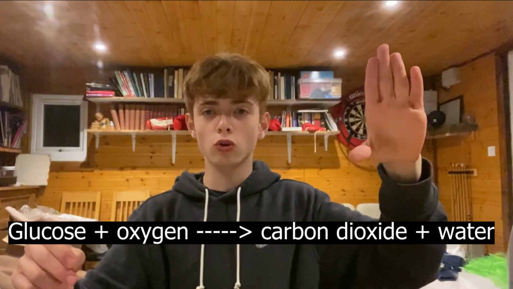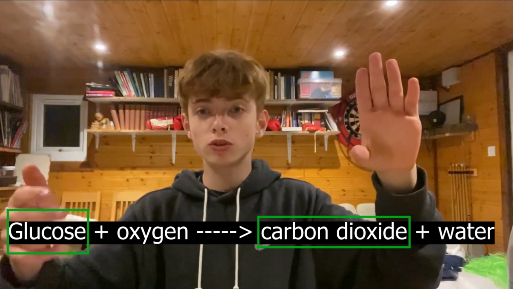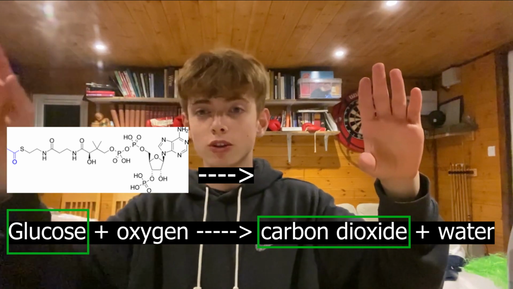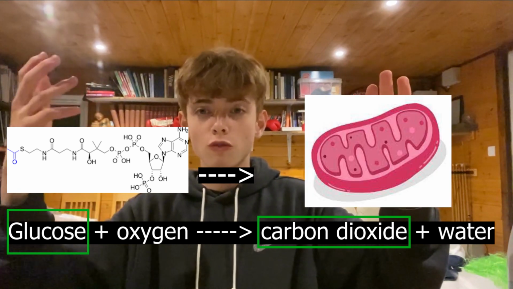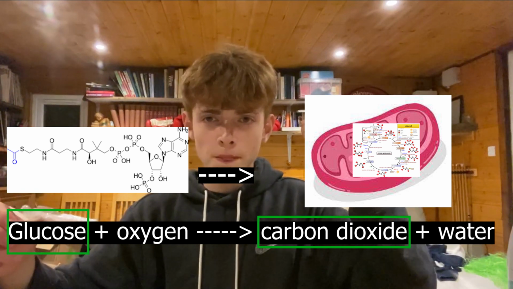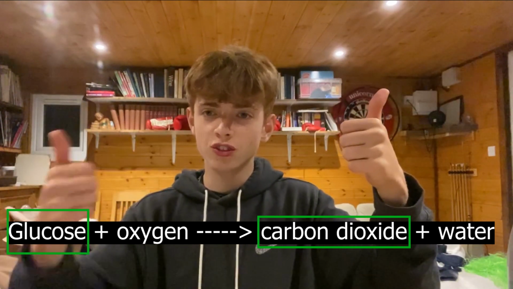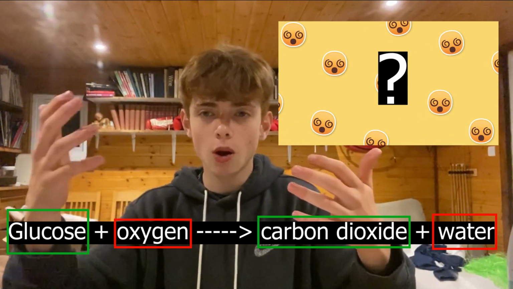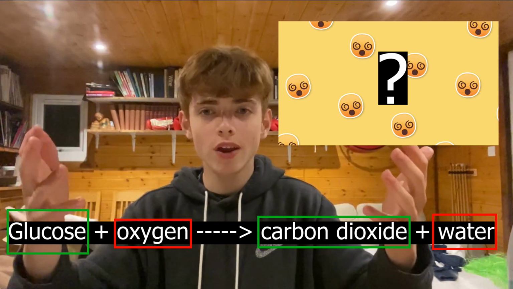So now we've got the glucose. We know that the glucose goes through the process of glycolysis to produce pyruvate, to produce acetyl-CoA, that goes into the mitochondria to do the other respiration processes like the Krebs cycle to produce CO2. So we've got the glucose ticked off, we've got the CO2 ticked off, but where does the O2 and H2O actually come from? Where does the oxygen come from, and where does the water come from?